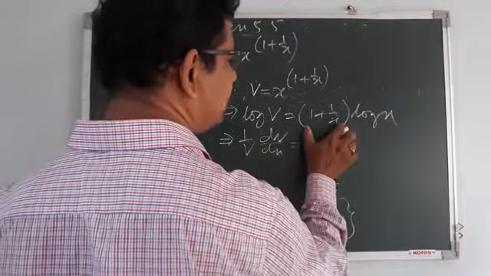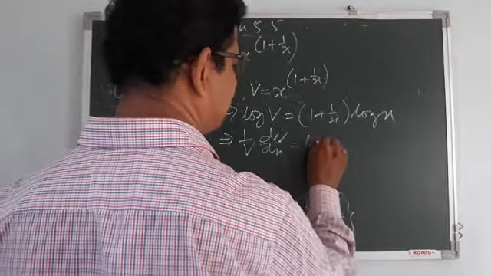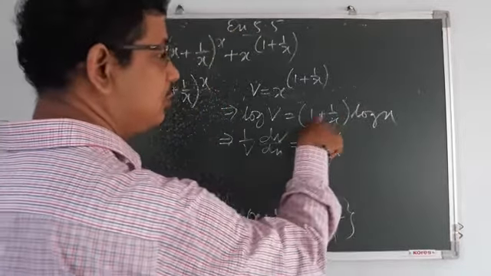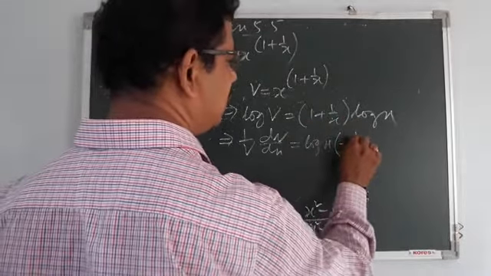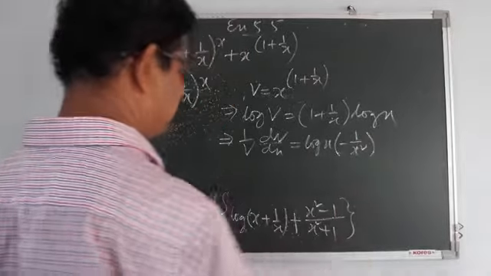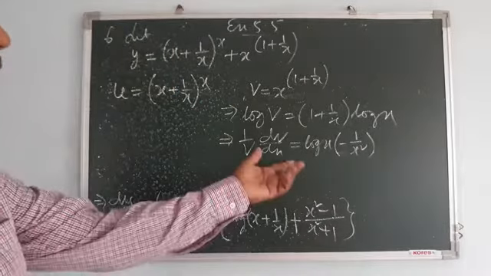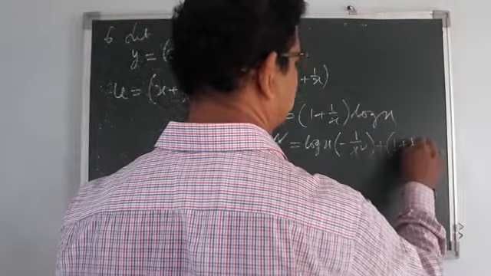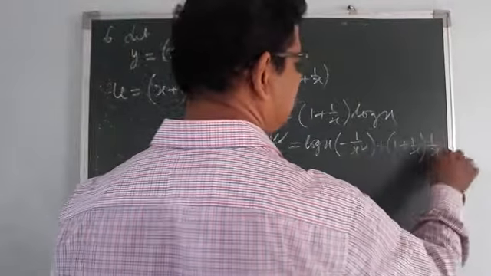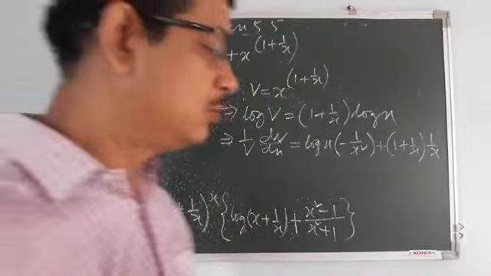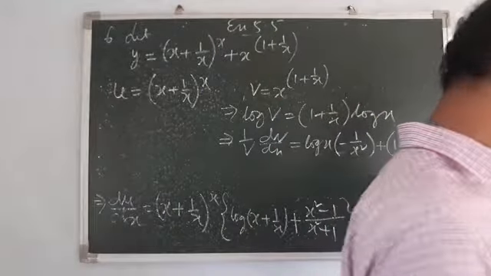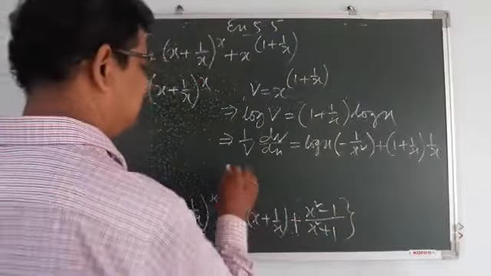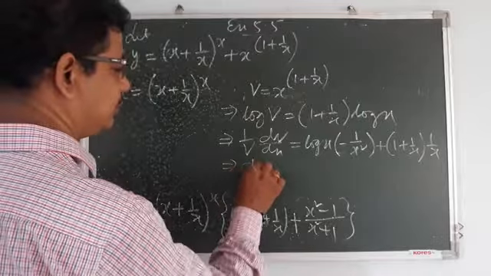Then differentiation of this one, keep log x outside. Log x I have taken outside. If we differentiate, one differentiation is 0, and if we differentiate this, it is minus 1 by x square. So this thing we have done. Then I will keep 1 plus 1 by x, and differentiation of log x is 1 by x. So these things we have done for v, and it is this. Then what is dv dx?